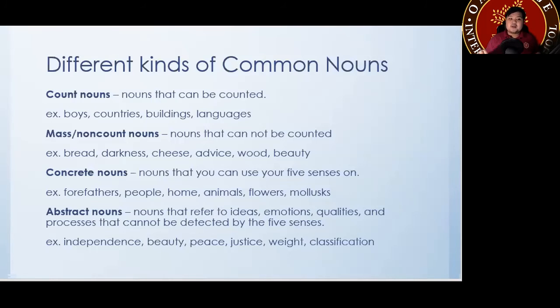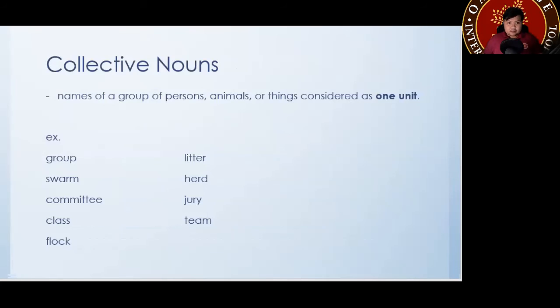Okay, with all of those said and done, we have one more kind of noun. It's a third kind of noun. You have common, you have proper noun, and the third one is collective nouns. A collective noun is a name of a group of persons, of animals, of things that are considered as one unit. They are a group, but they're considered as one. Example: the word group itself. When you say group, it's not made of one thing. It's made of more than one thing, right? Therefore, group is more than one thing, but it's considered just one.